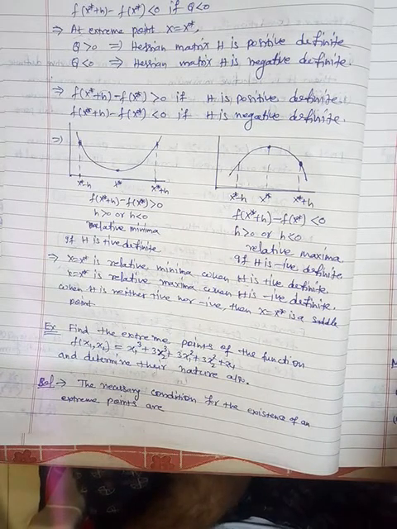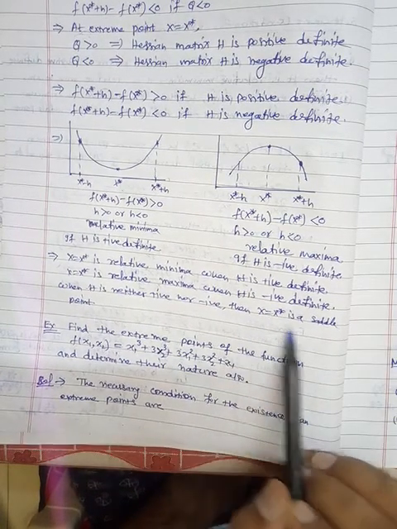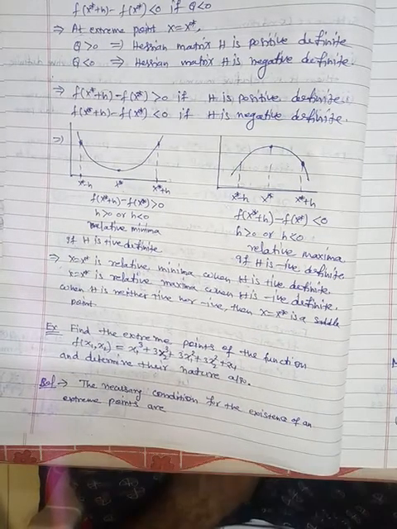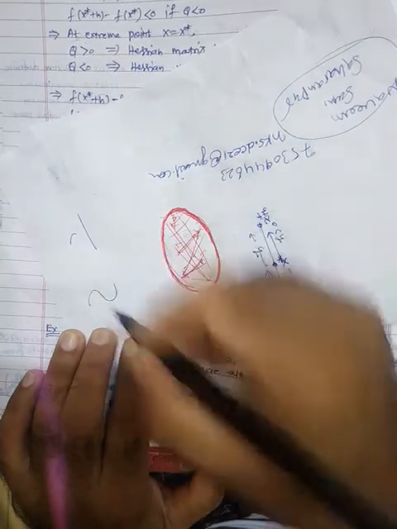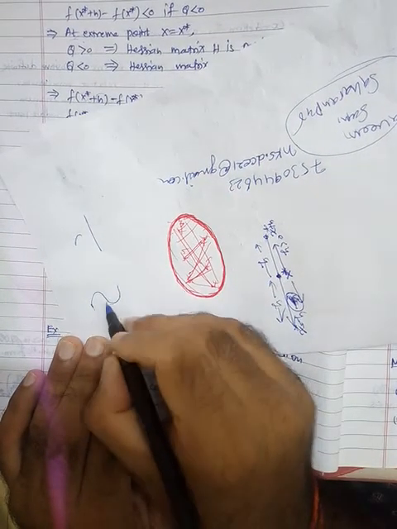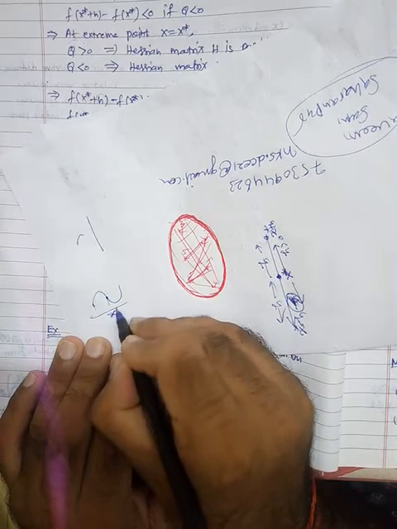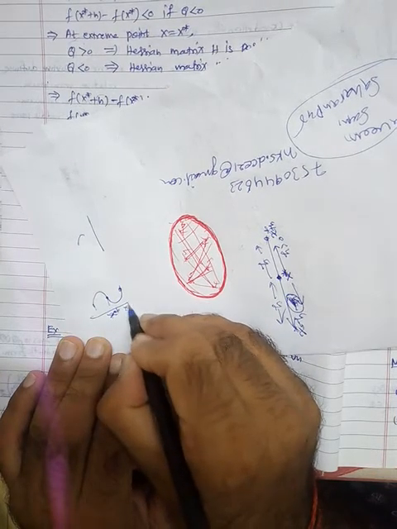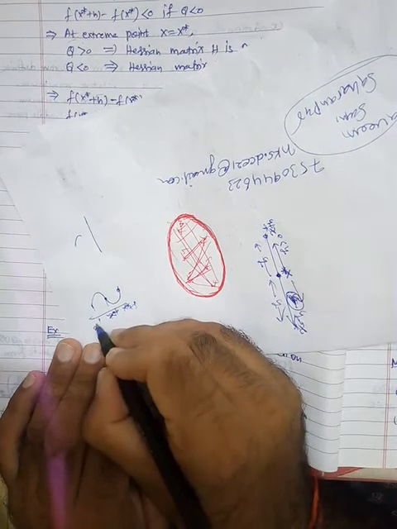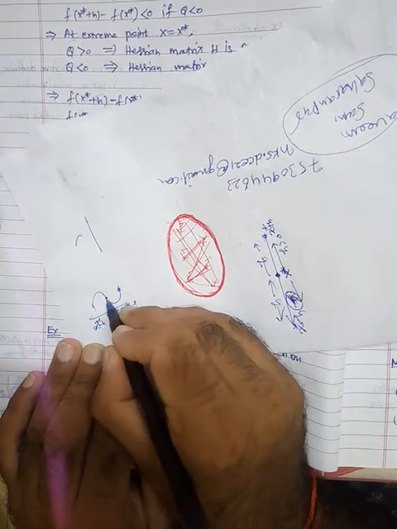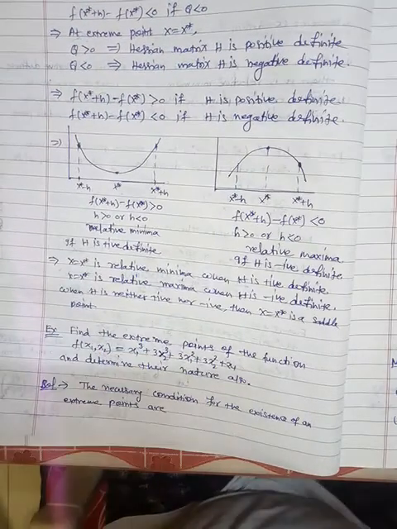Fine. So if H is neither positive nor negative definite, then x star is a saddle point. It will be a saddle point, meaning something like this, something like this, something like this here. This is your x star, this will be x star plus h, this will be your x star minus h, and this will be the saddle point. Fine. So we are not having any clear picture.